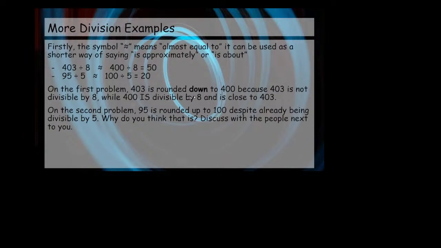On the first problem, 403 is rounded down to 400 because 403 is not divisible by 8, while 400 is divisible by 8 and is closer to 403. On the second problem, 95 is rounded up to 100 despite already being divisible by 5. You see, 95 ends in a 5, so it's divisible by 5, but we still rounded it up to 100, right? Why do you think that is? Discuss with your classmates and decide why we rounded it up to 100 rather than leaving it as 95.